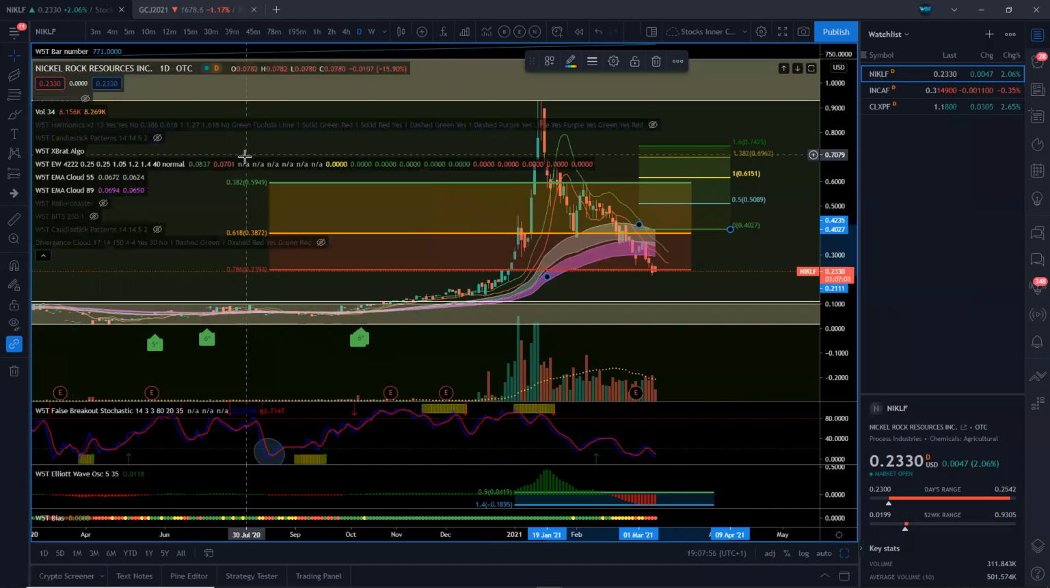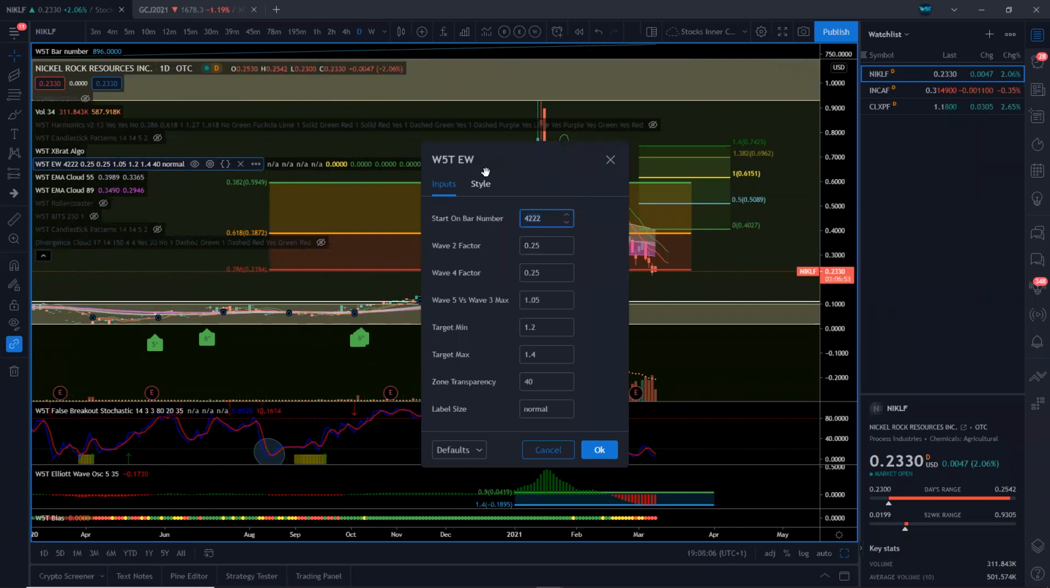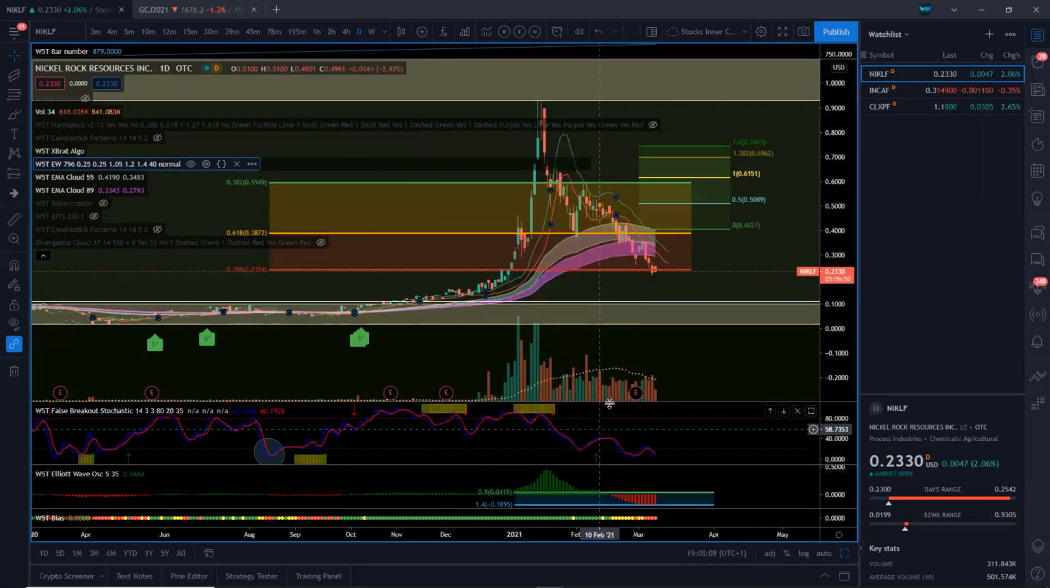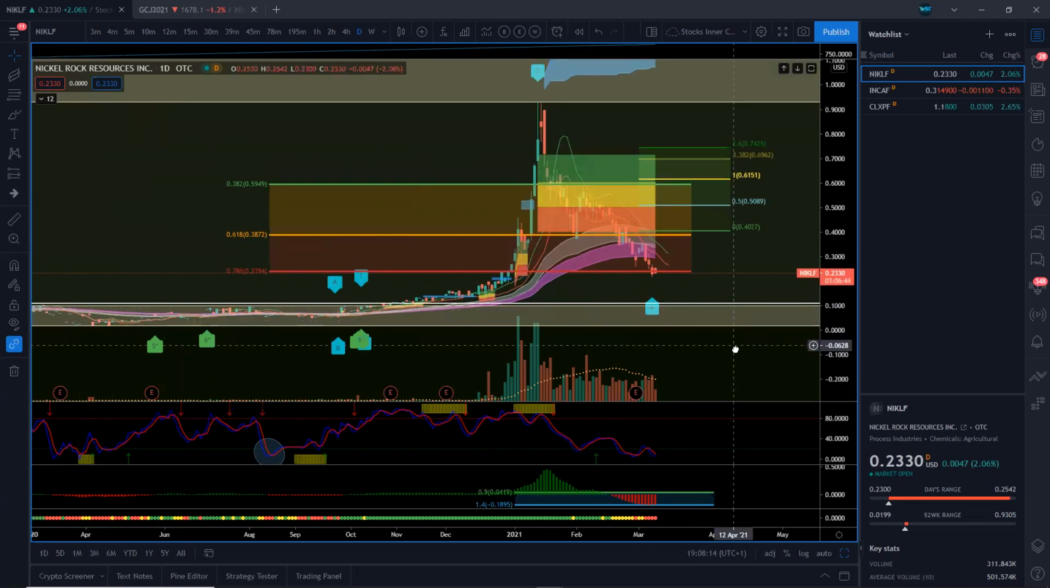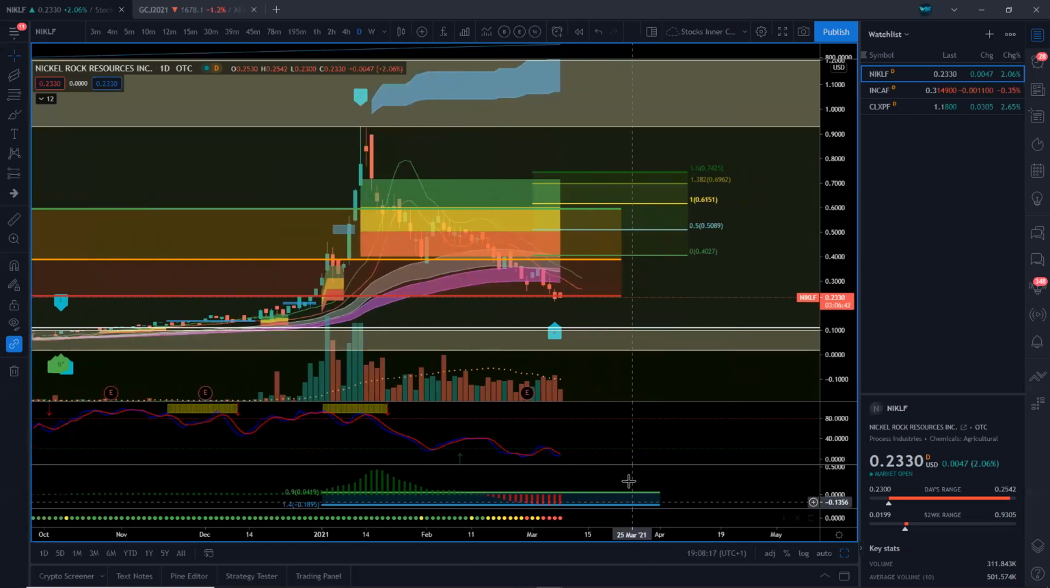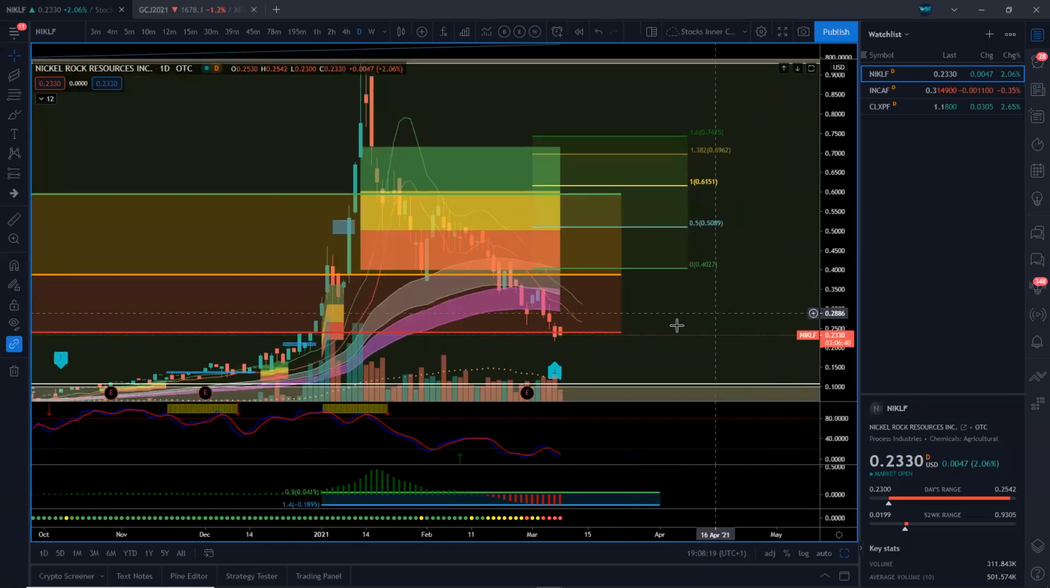Let me just put the EMA on. Yeah, look, that's actually broken the red. So it's definitely got to come above there for me. I mean, it's an OTC stock, very cheap. We've got to just see the price action come up. The volume is still averaging quite high for this stock, but for me, it's got to come above 40 cents.